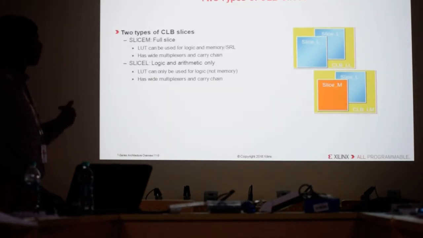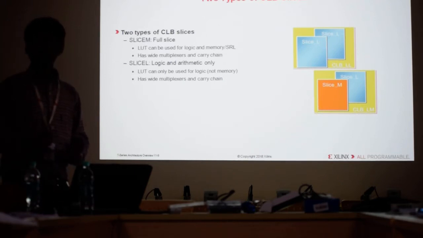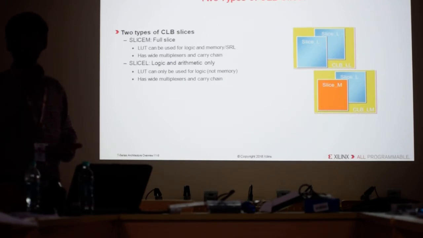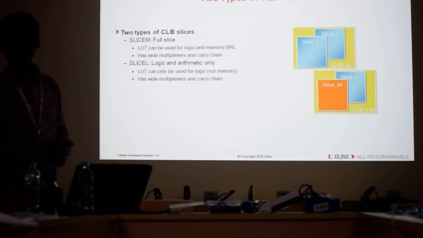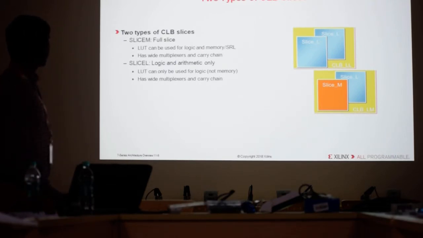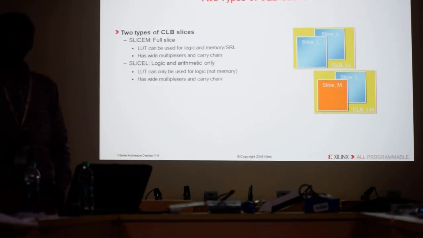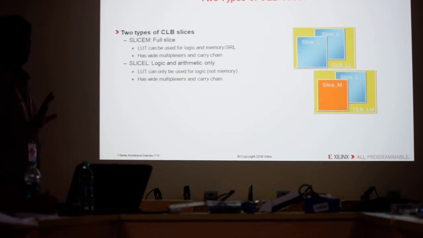We will go through what a slice is now. You are getting inside a CLB consisting of 2 slices. What are the types? 2 types of slices are there. One is slice L and another is slice M. Slice M is nothing but a memory. I told you the CLB is nothing but a memory, and in that, one section is again a memory unit. So slice M is a memory unit, which can do logic as well as memory operations.